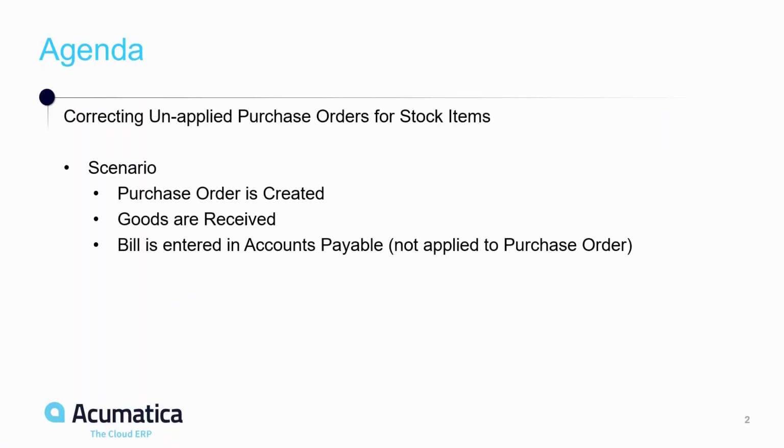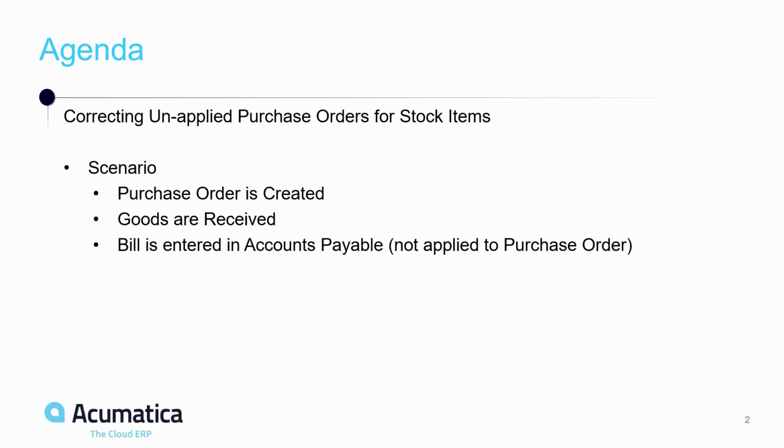So here's the scenario. We create a purchase order. We receive the goods against the purchase order, but rather than entering the bill against the purchase order in accounts payable, we just enter the bill and we release the bill to pay the vendor. Now this causes a couple of problems. One is the purchase order doesn't close. It's still waiting for that bill to be received against the purchase order.